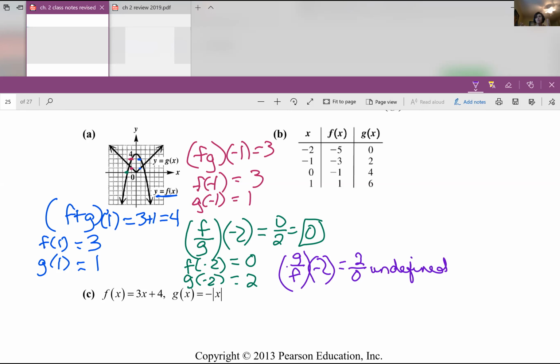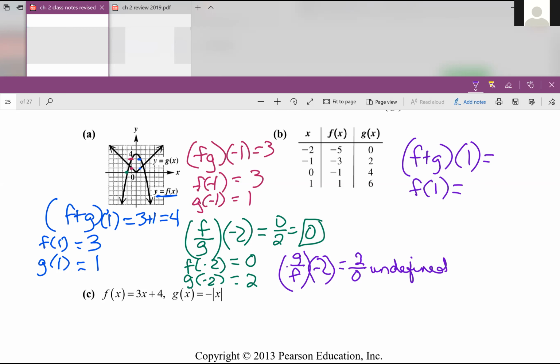All right, so hopefully we practiced a little bit of reading off the graph. Look at B. Let's do the f plus g of 1, reading off this table. Do you have any idea how to find that? What would f of 1 equal?